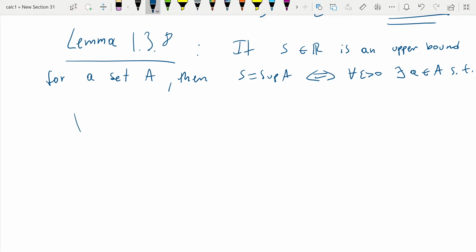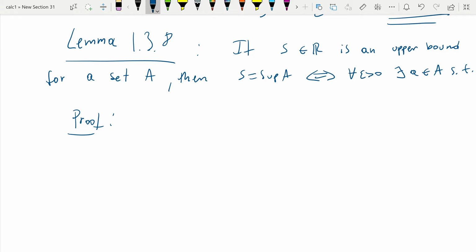And heuristically speaking, this tells us that the supremum has to be very close to all the elements in this set. So if you move a little bit, if you decrease its value a little bit, to S minus epsilon for some positive epsilon, then there must be elements in the set that are greater than that. So if you decrease it a little bit, then you will be able to find elements in the set that are bigger than this new number, namely S minus epsilon.